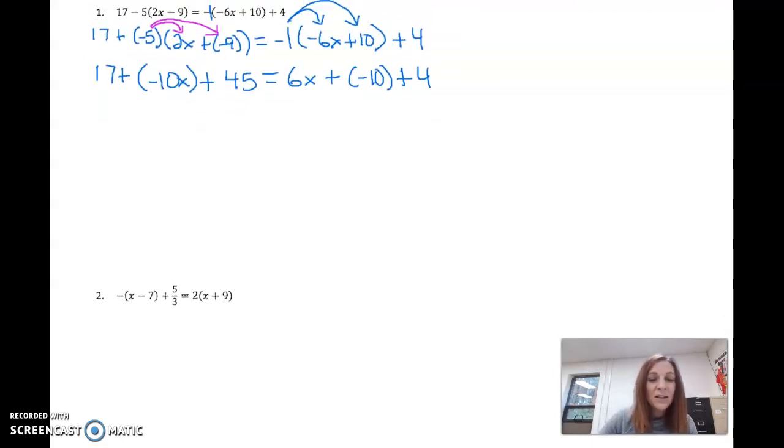Okay, now let's just look. We're looking at each side. Oh, that was awful. I'm going to cheat a little bit here. Okay, so we're looking at each side of our equal sign.